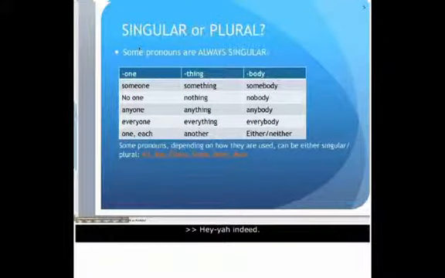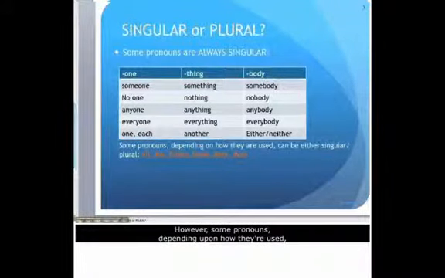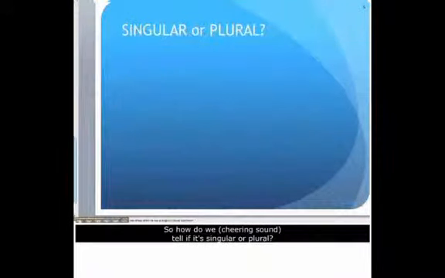Let's look at singular or plural pronouns. Some pronouns are always singular, and they're pretty easy to identify. If it ends in one, thing, or body, it's always singular. However, some pronouns, depending upon how they're used, can be either singular or plural. For example, all, any, either, some, more, or most. So, how do we tell if it's singular or plural?